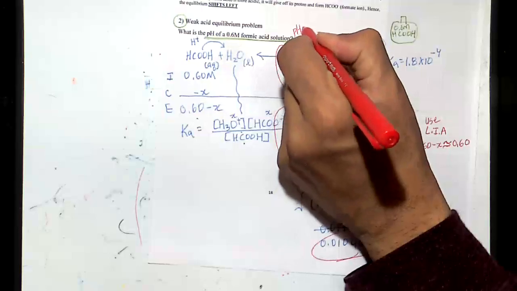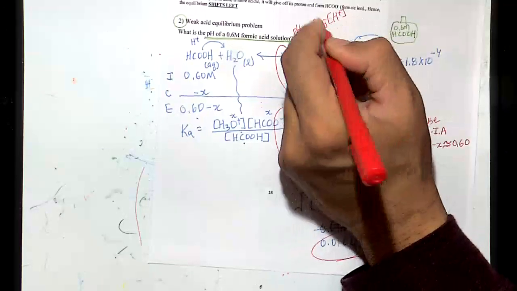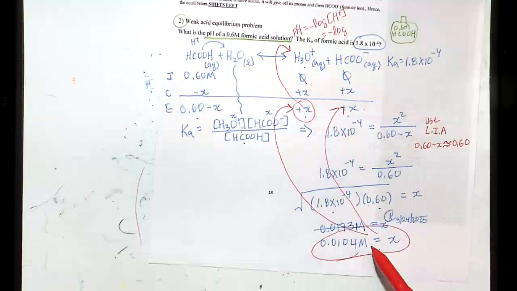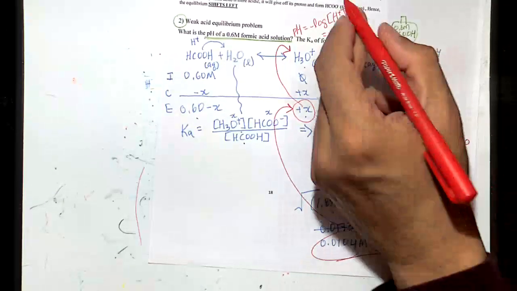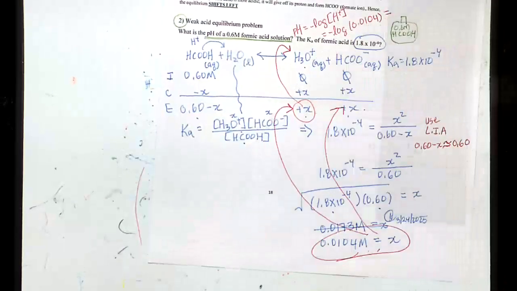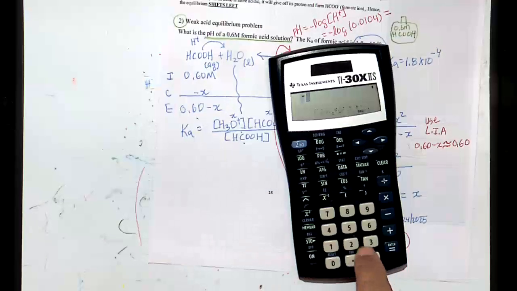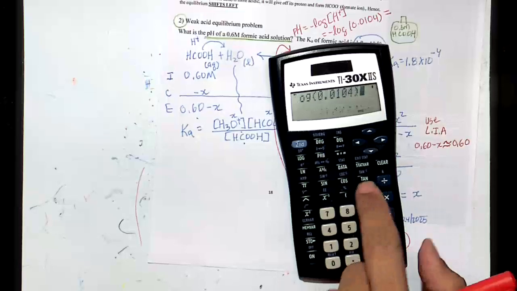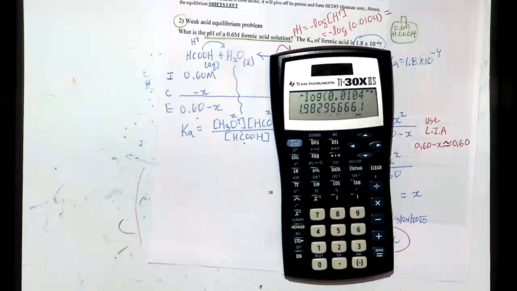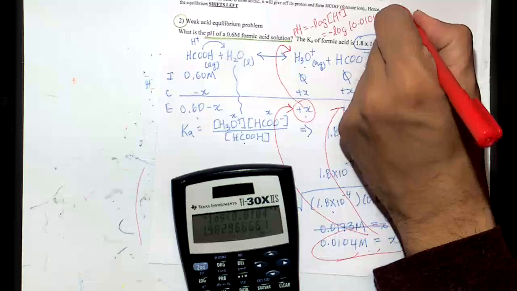So what is the pH? Okay, the formula for pH is minus the log of H+. This is minus the log of x, but we just figured out x as 0.0104. And what is this on our calculator? Minus the log of 0.0104. I'm getting about 1.98. So pH has no units.